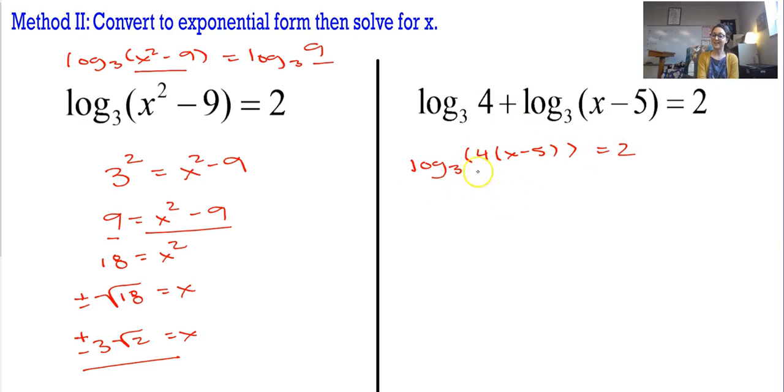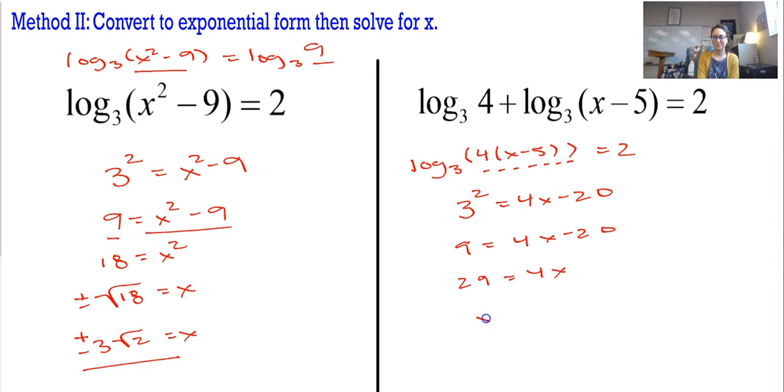All right, so now I've got a log equals a number. So now what? Now let's convert to exponential form. So 3 to the 2 equals all of this. I'm going to go ahead, I think, and distribute that 4. So 4x minus 20. So I've got 9 equals 4x minus 20. So 4x equals 29. So x equals 29 divided by 4.